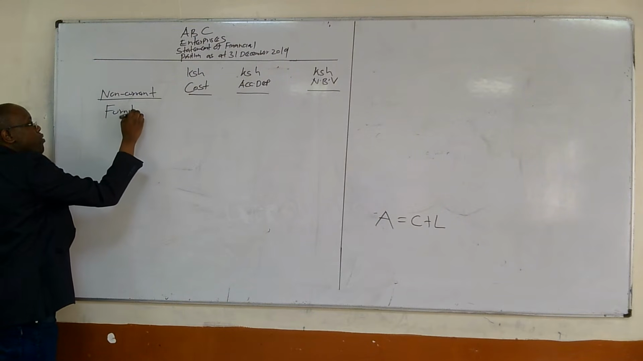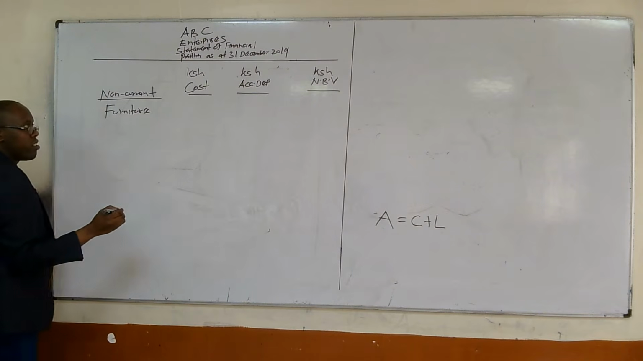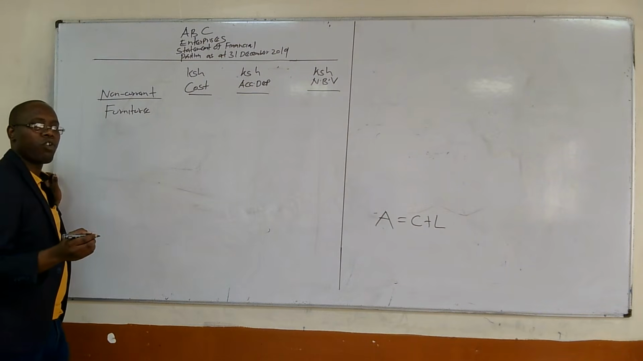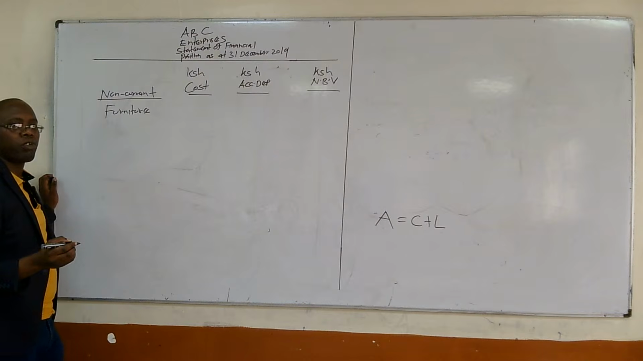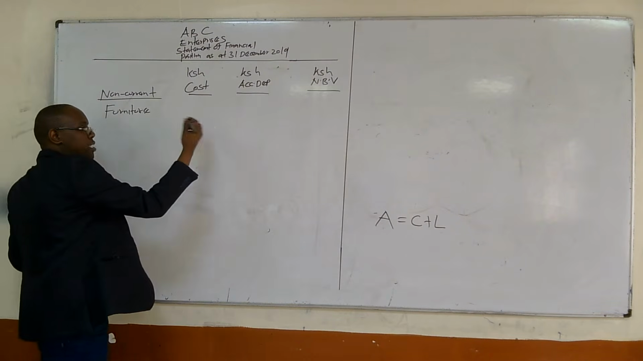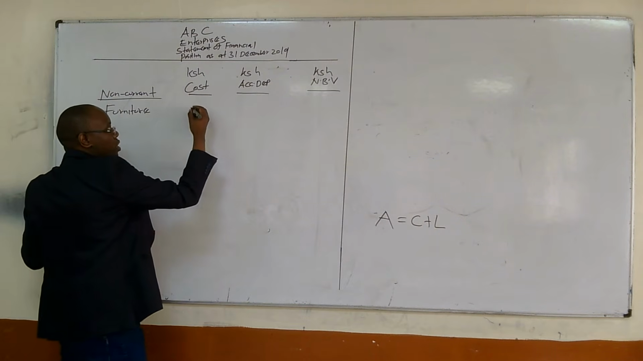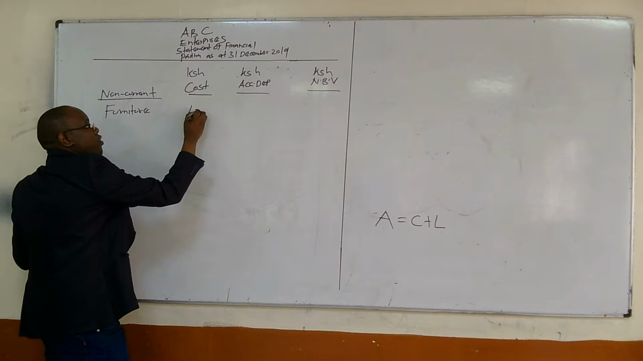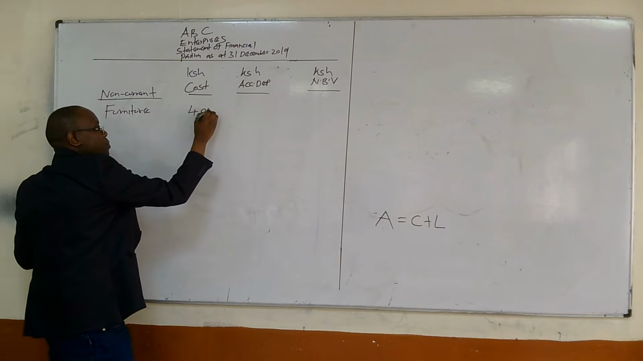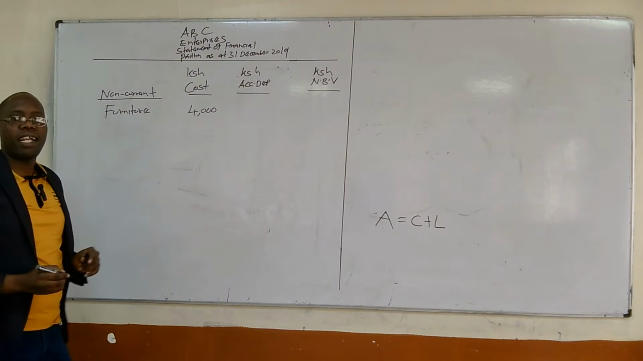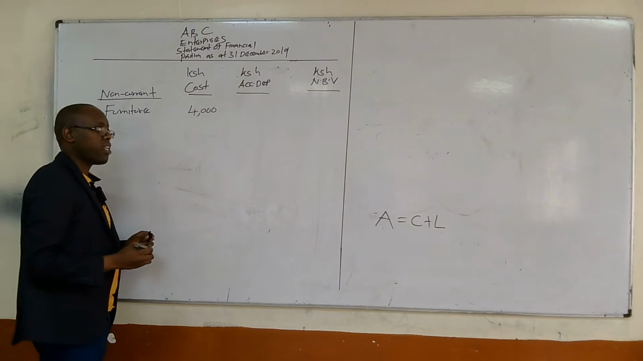So I'm going to be able to write furniture here. And let us assume that the cost that you have been given in that particular equation, in an exam situation, maybe they have given you the cost is 4,000. So I'm going to be able to write 4,000 under the cost, just like that.